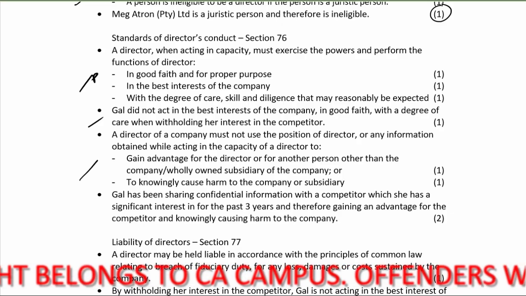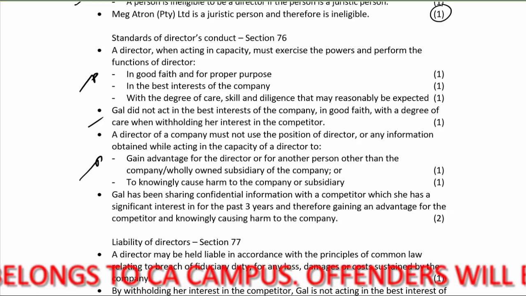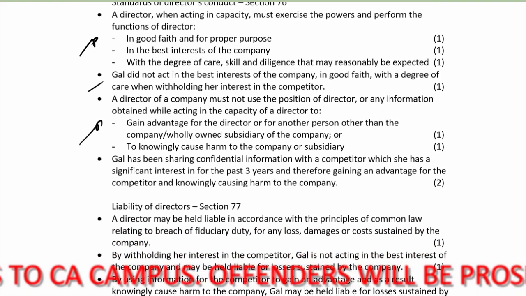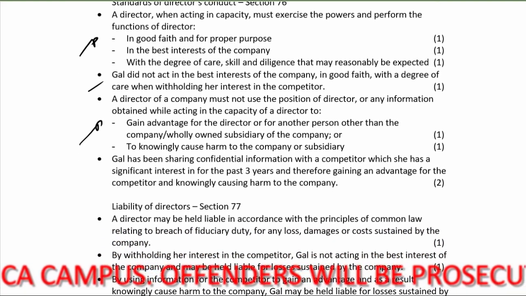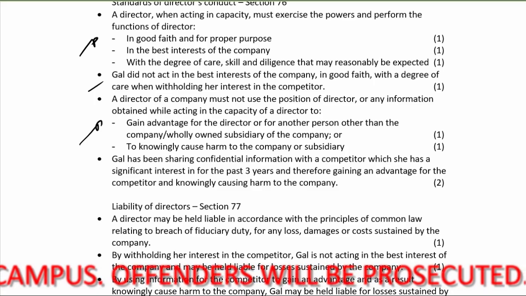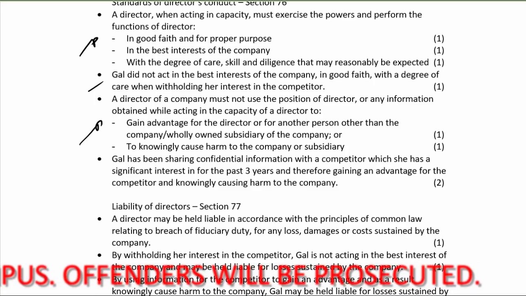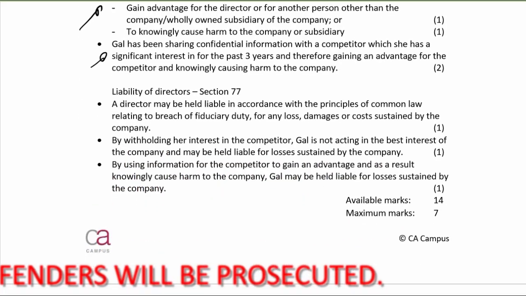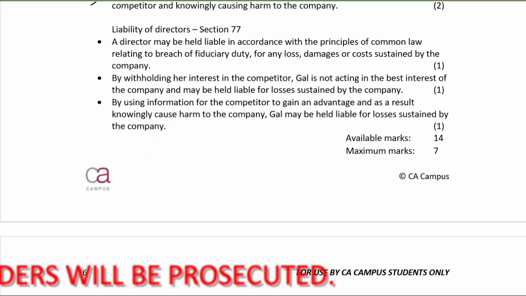A director needs to keep information confidential, not use the position of director to gain advantage or to cause harm. Gal has done so by sharing confidential information. And then the liability of the directors.